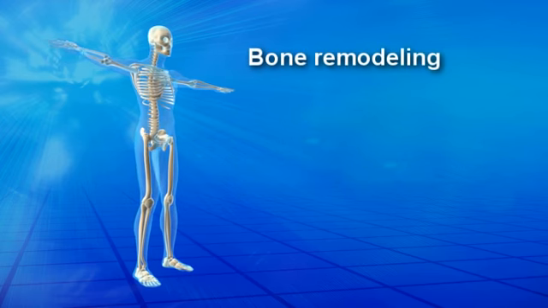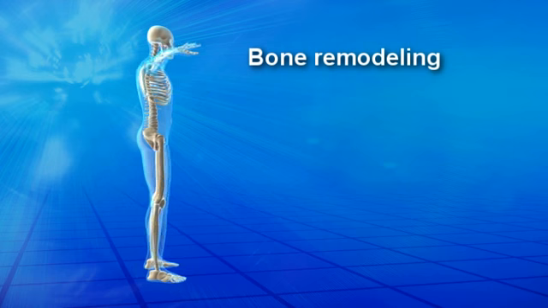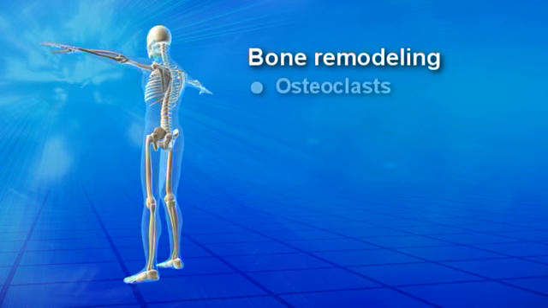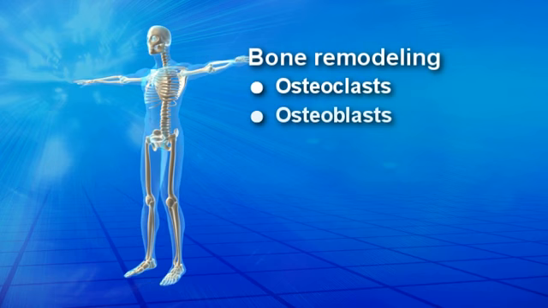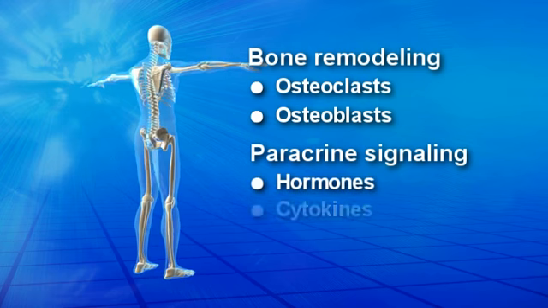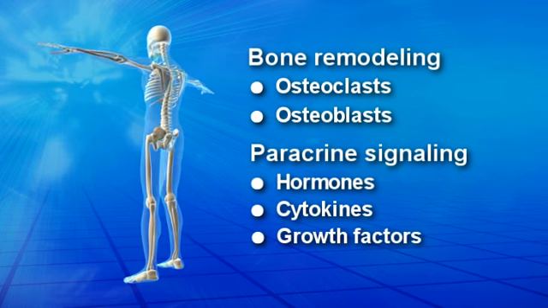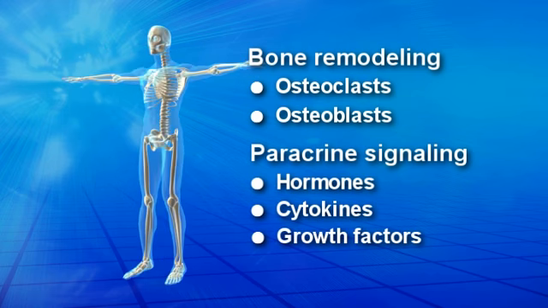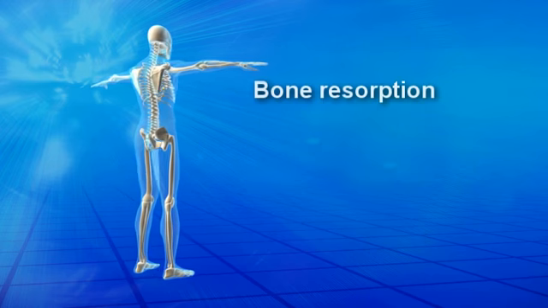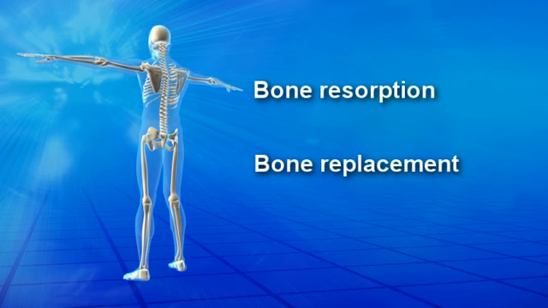Bone remodeling is a fairly orderly process occurring continuously throughout a person's life. The process involves osteoclasts and osteoblasts, using paracrine signaling involving hormones, cytokines, and growth factors to control the activity of each other. This maintains a carefully orchestrated balance between bone resorption and bone replacement.